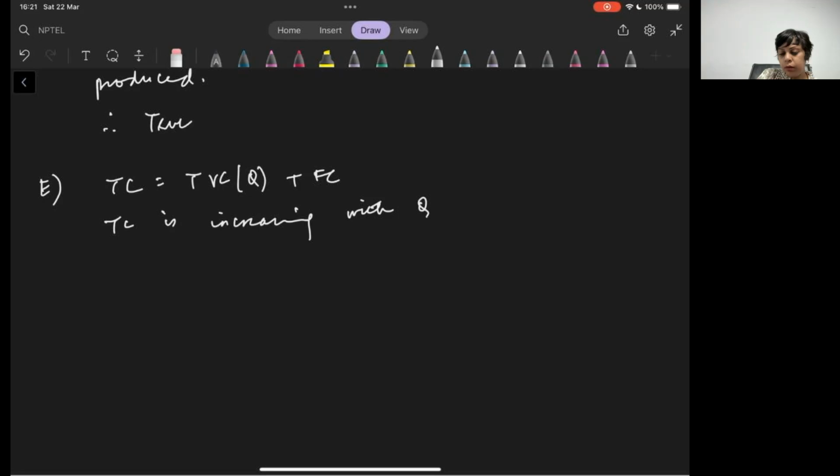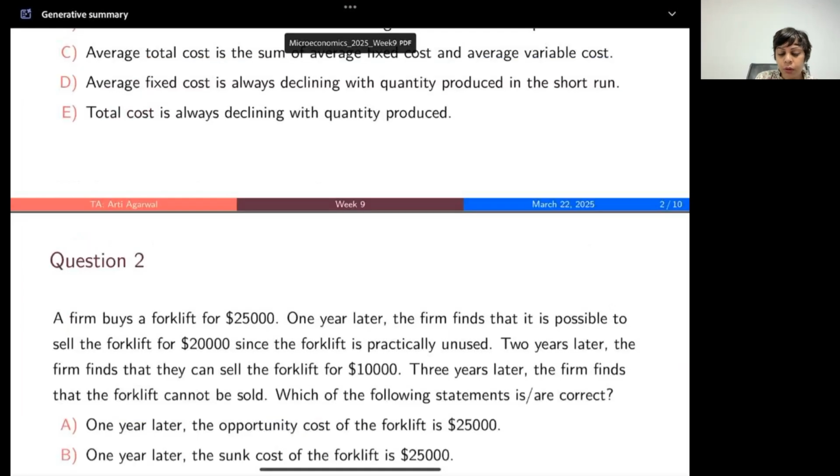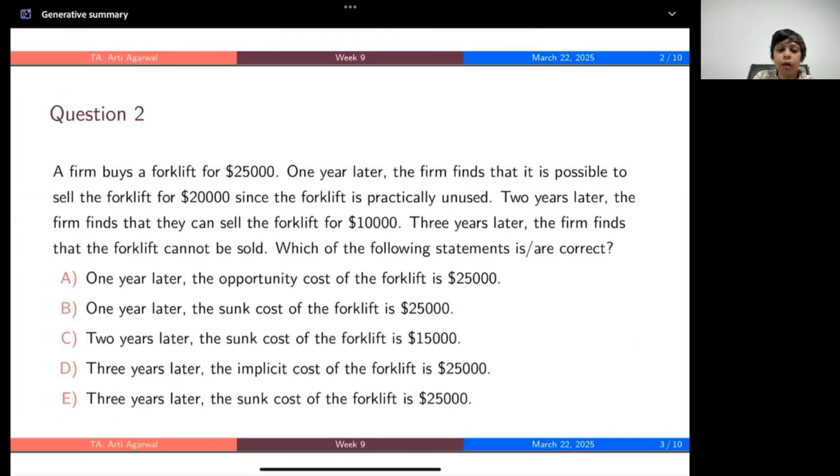Okay, therefore, the statement is not true. This true, not true is about the statement given, not what I've written. Therefore, the statement is not true. Okay, so this is the first question. It's just a little bit of conceptual revision about what costs are.